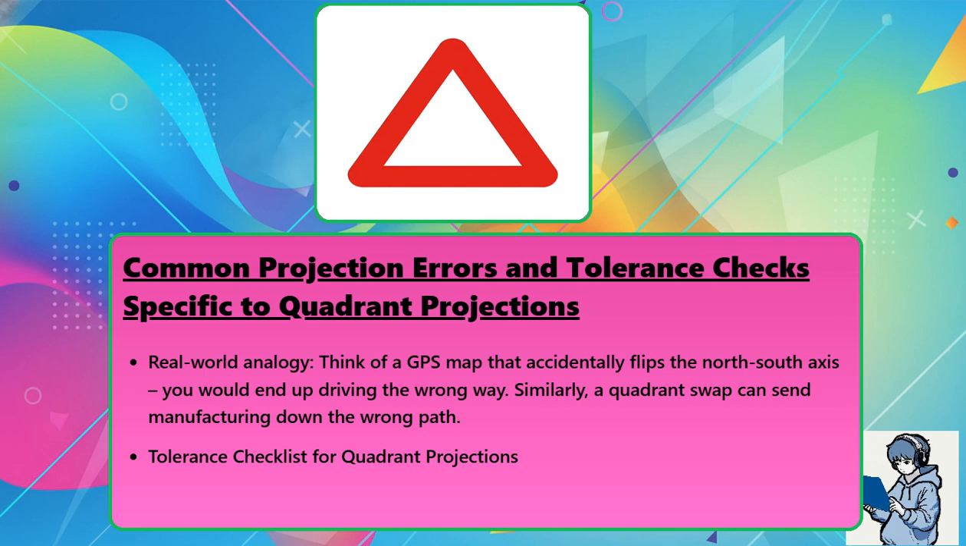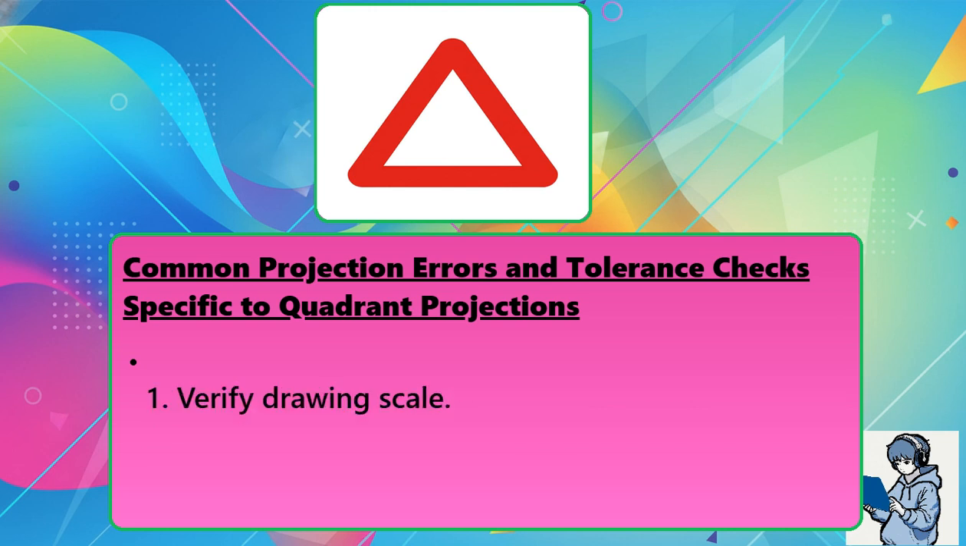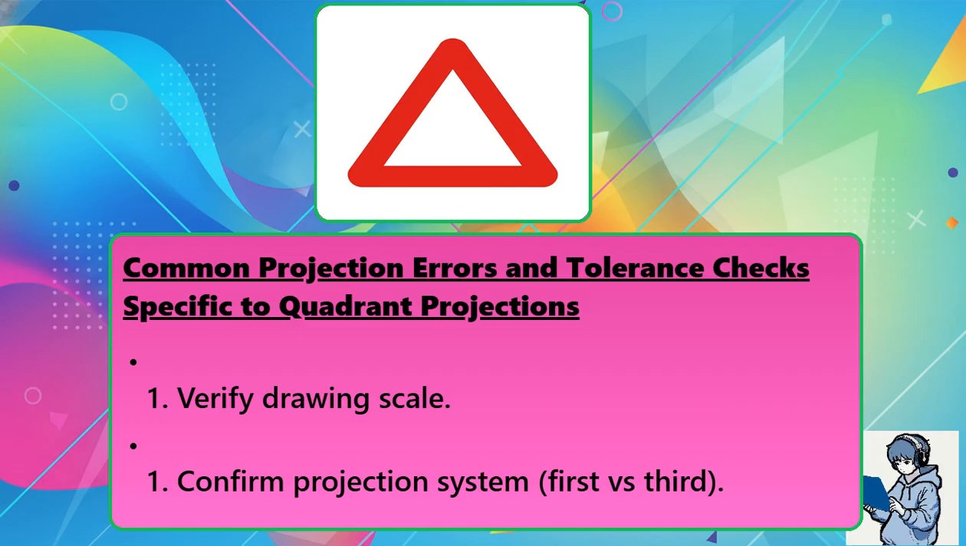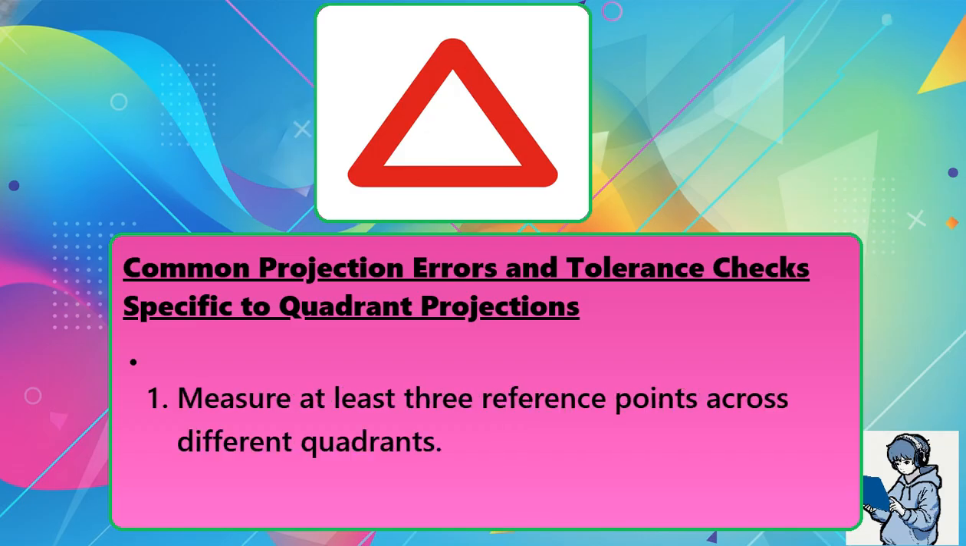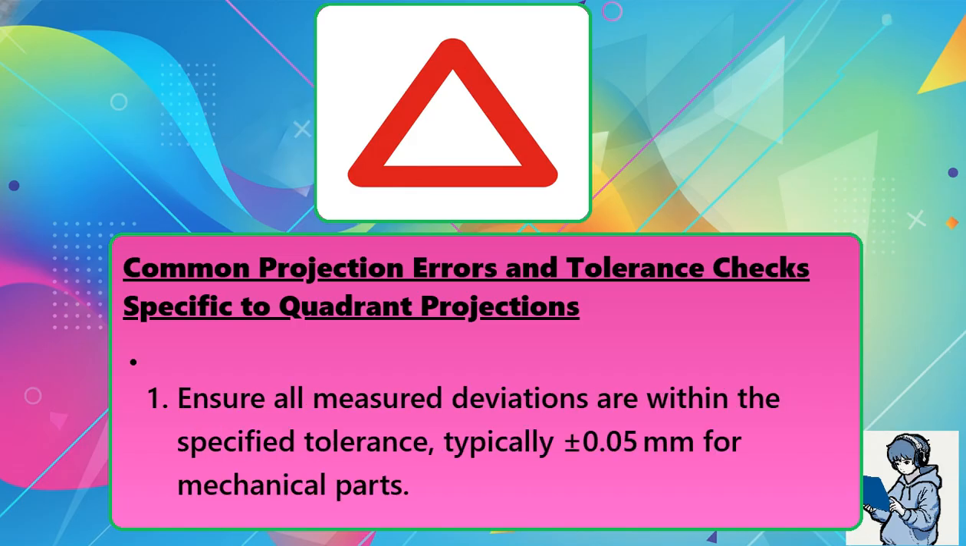Tolerance checklist for quadrant projections. Number 1, verify drawing scale. Number 2, confirm projection system, first versus third. Number 3, check axis direction flags, plus or minus, for each view. Number 4, measure at least 3 reference points across different quadrants. Number 5, ensure all measured deviations are within the specified tolerance, typically plus or minus 0.05 millimeters for mechanical parts.